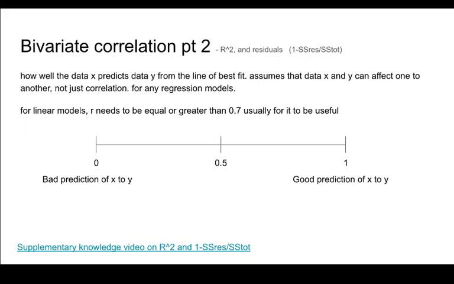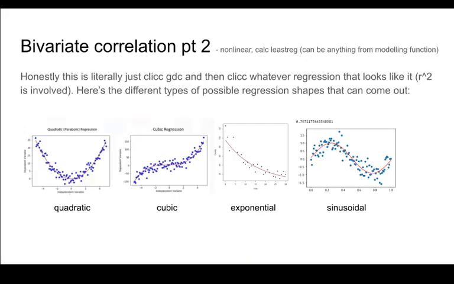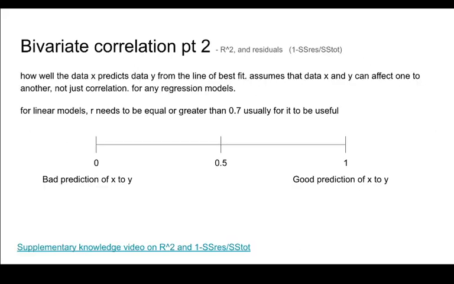So the R squared tries to measure how well the data X predicts the data Y from the line of best fit. So it has the assumption that the data X and Y can affect one another. So it's not just a correlational thing. This can be found for any kind of regression model that you have out there. Any of these, they will always have the R squared, but they won't have the R value, because the R value is Pearson's correlation. It's only for linear correlation.